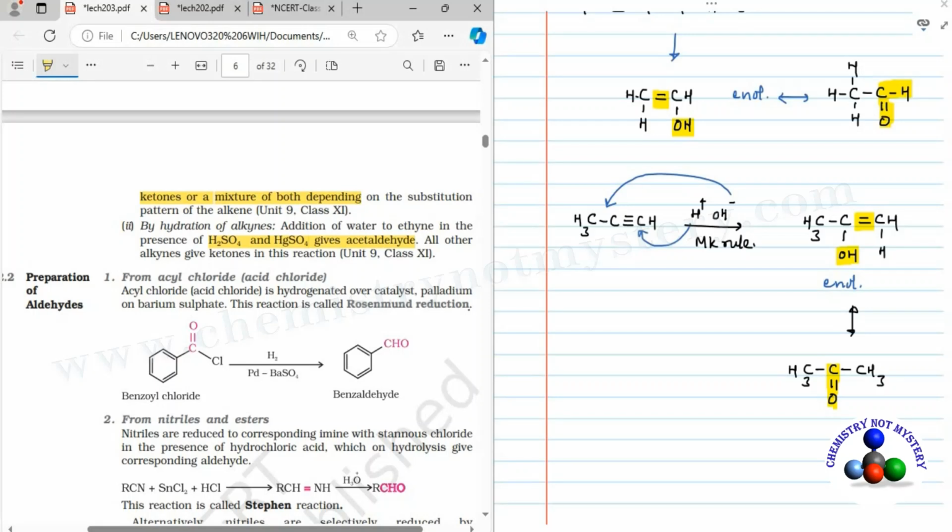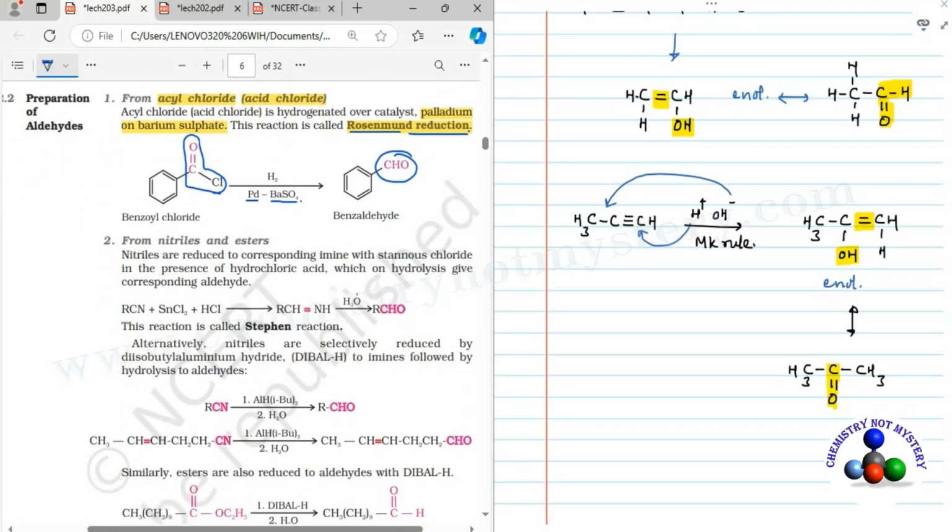First method is from acyl chloride or acid chloride. Acyl chloride is hydrogenated over catalyst, palladium on barium sulfate. The reaction is called Rosenmund reduction reaction. This is the acyl chloride group. When chlorine is bonded to carbonyl carbon, it is called acyl chloride. When it undergoes hydrogenation in presence of palladium and BaSO4, it converts to aldehyde. And this reaction is called Rosenmund reduction reaction.